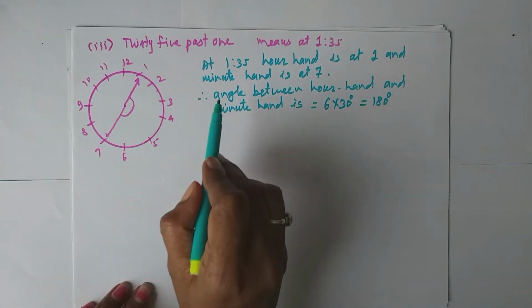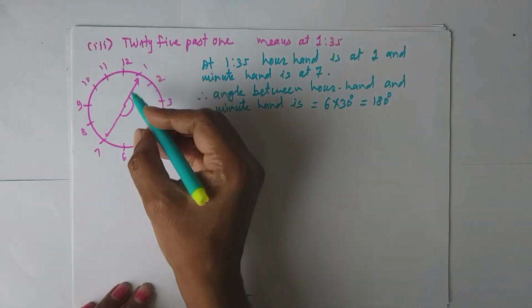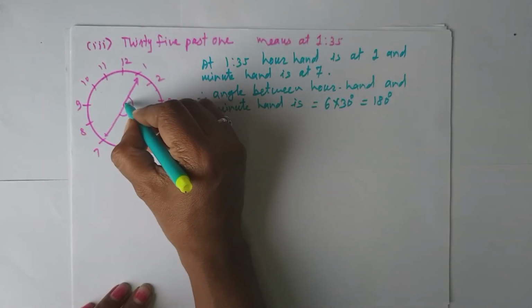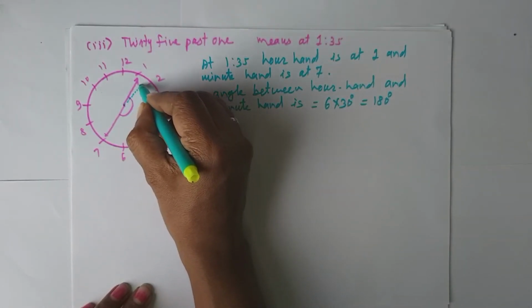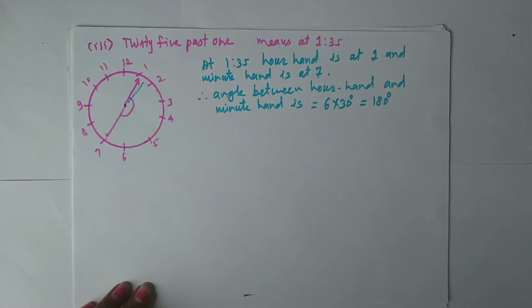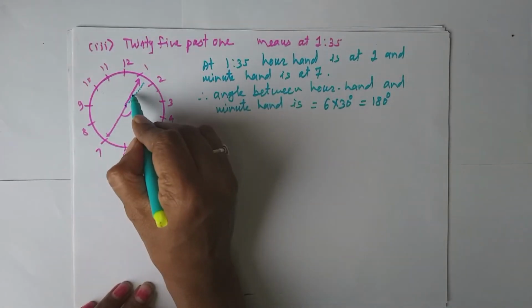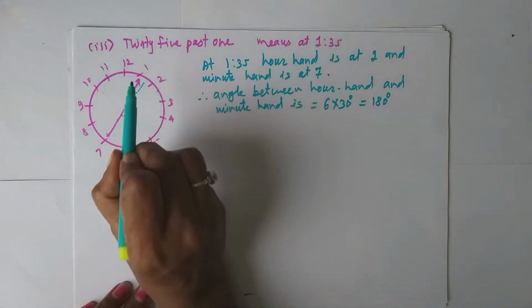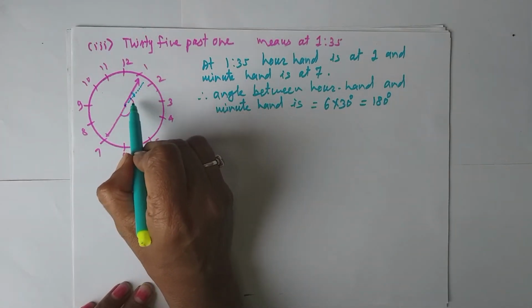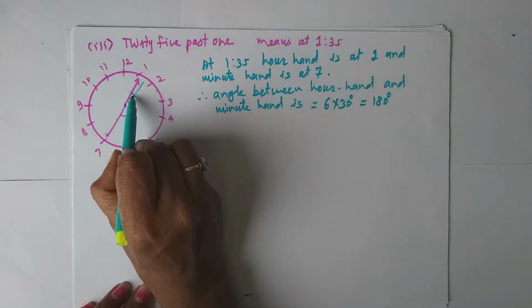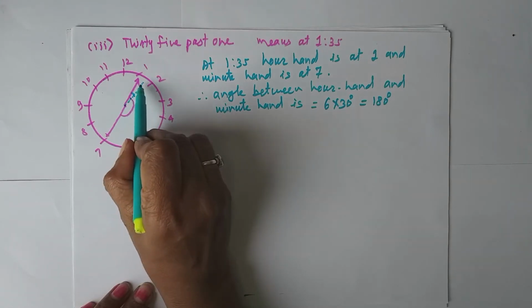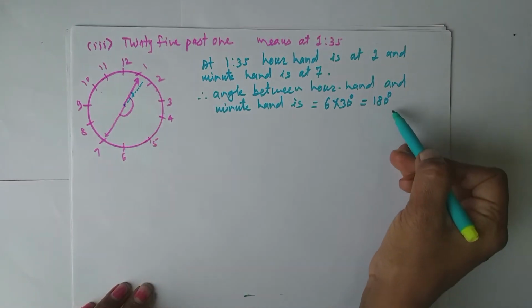But see, at 1:35 hour hand is not exactly at 1. It has moved 35 minutes towards 2. Means hour hand is in between 1 and 2. It is not exactly at 1. It is in between 1 and 2. Means I have to find out this angle and I have to subtract that angle from this 180 degree.